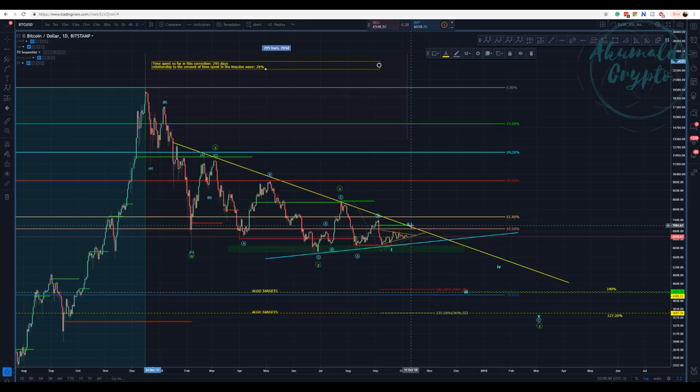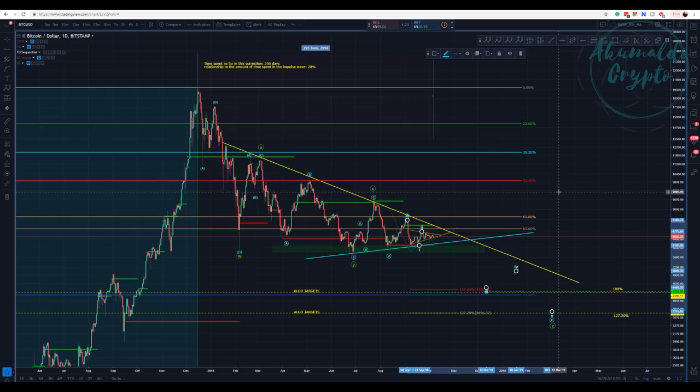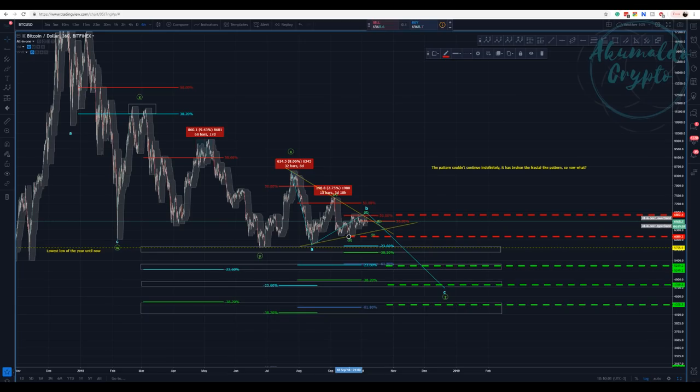7050. Okay, so two might be in like here, and we might just be doing a WXY triangle, or not a triangle exactly, but a sideways correction, and then we would go down. We would need more data. This is a daily chart, okay? But when we look at this chart here, I see the B would be in, and we would be kind of lingering around this region just to get D and to give the market some resolution that would take some of this uncertainty away.